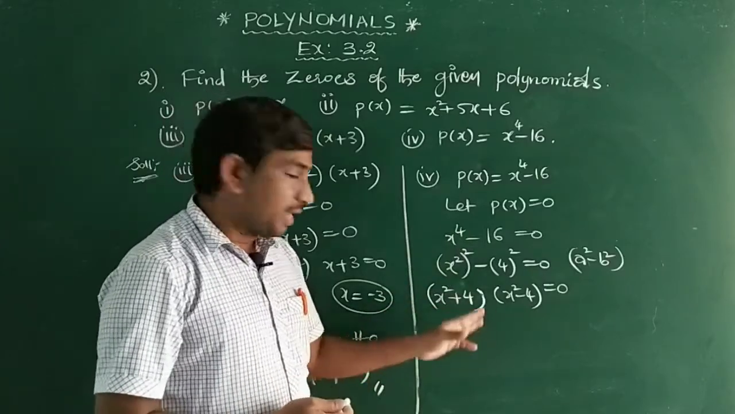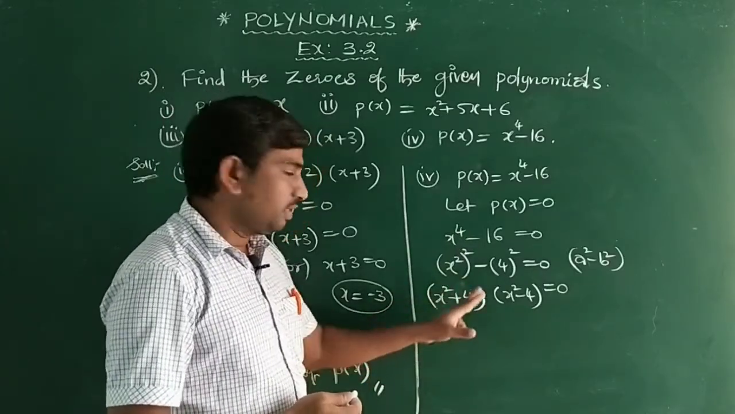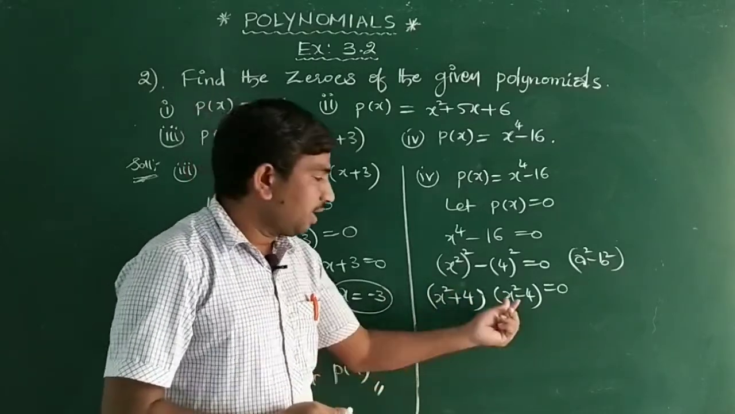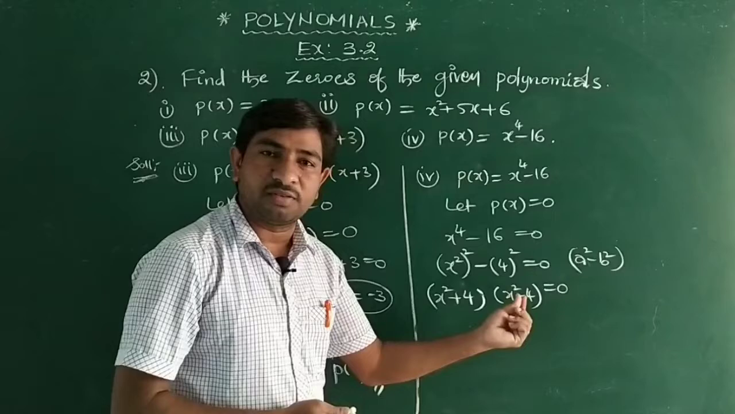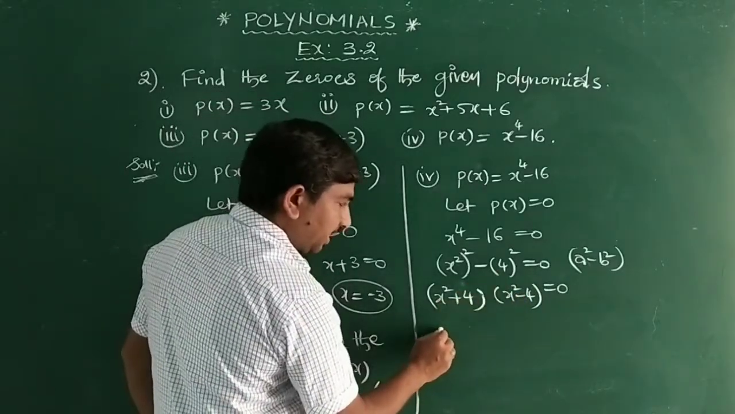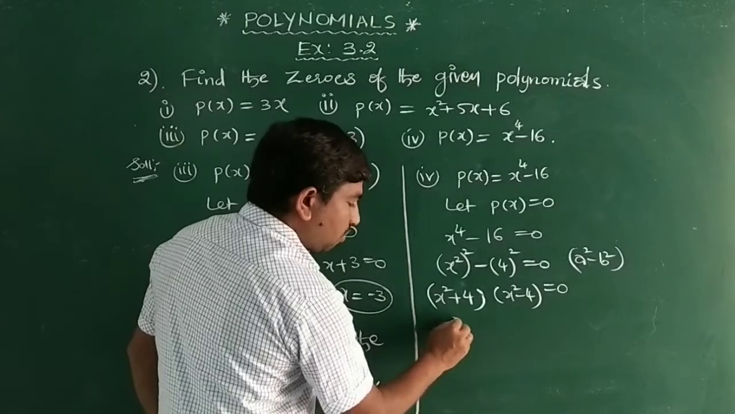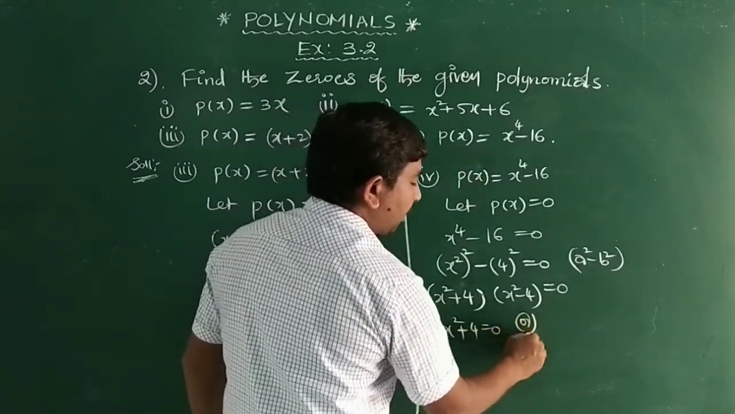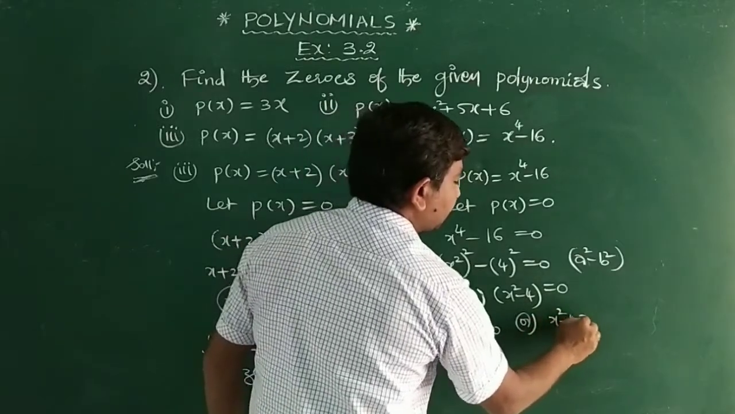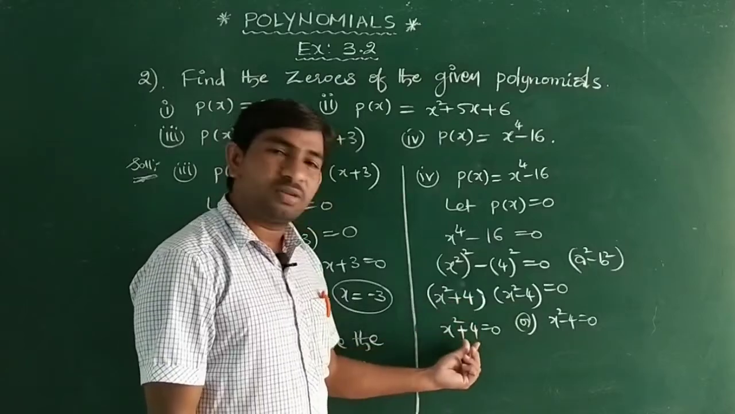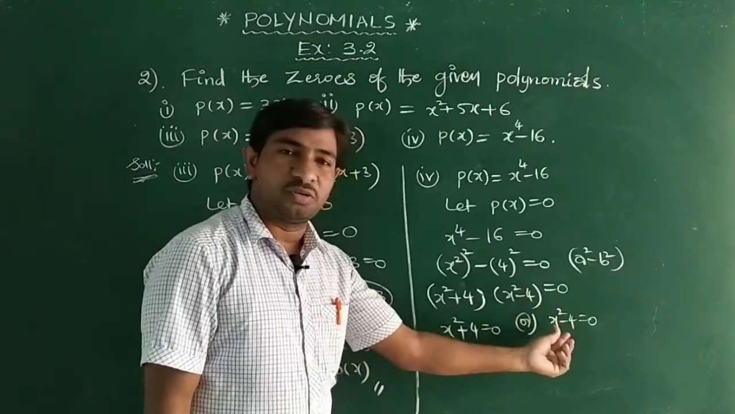Okay. Now again, we can express this in the form of a square plus b square, or we can write this x square minus 4 in the form of a square minus b square. So here I am directly rewriting that: x square plus 4 is equal to 0 or x square minus 4 is equal to 0, as the factors.